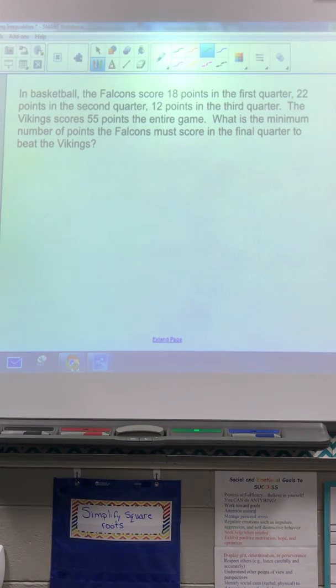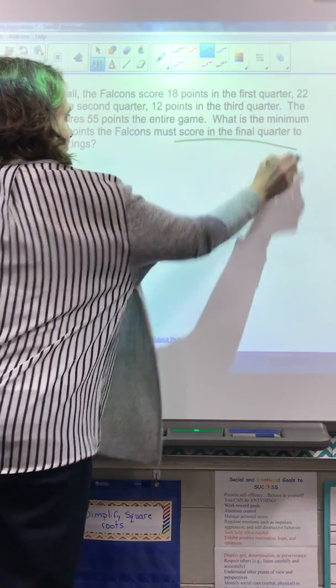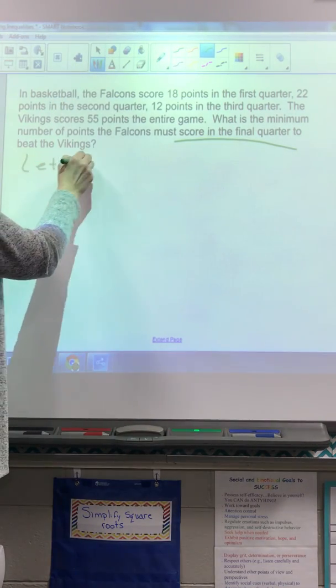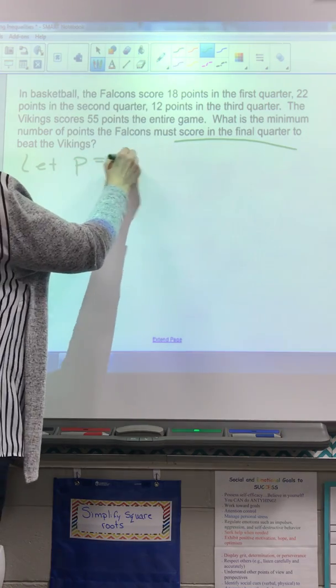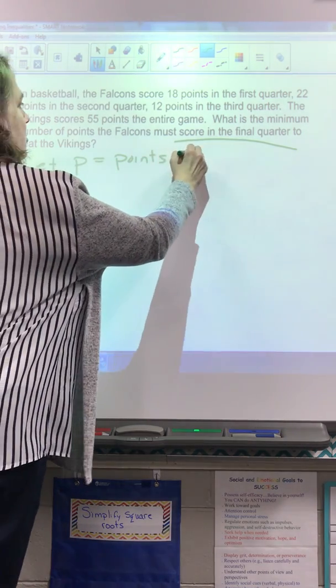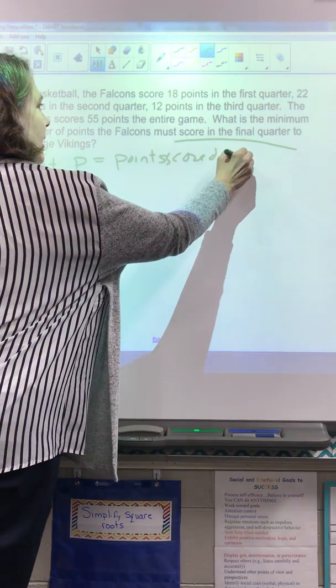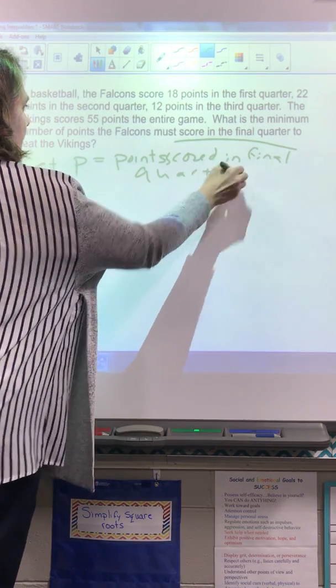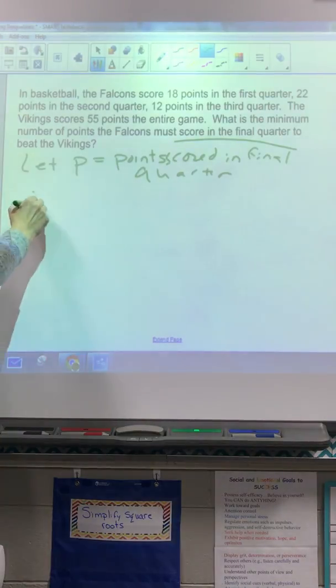Okay, so we read the problem. Falcons score 18 points, then 22 points, then 12 points. The Vikings score 55 points the entire game. What's the minimum number of points the Falcons must score in the final quarter to beat the Vikings? So I'm going to define my variable. We want to know the final quarter, how many points. So I'm going to say let P equal points scored in final quarter. Now I'm going to organize my thinking.